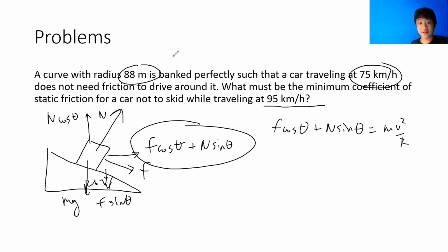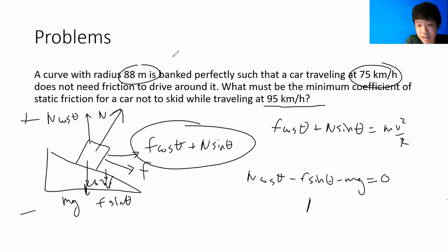And now if we look at stuff on the vertical plane, n cosine theta is going to counteract mg and f sine theta. So n cosine theta, in this case we establish a positive and a negative, minus f sine theta minus mg equals 0. Now if we move mg to the other side, we'll have n cosine theta minus f sine theta equals mg. So now we have mu as an unknown, and f.